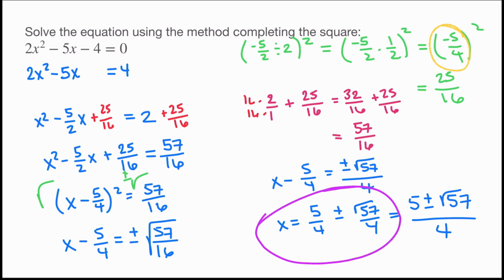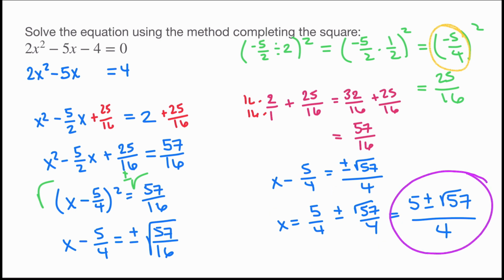And I can leave my answer like that. That looks great. We can't combine the 5 with the root 57. But if I wanted to, I could also write it as a single fraction because we have the same denominator. So we could write this as 5 plus or minus root 57 all over 4. Both forms are perfectly fine for the answer.